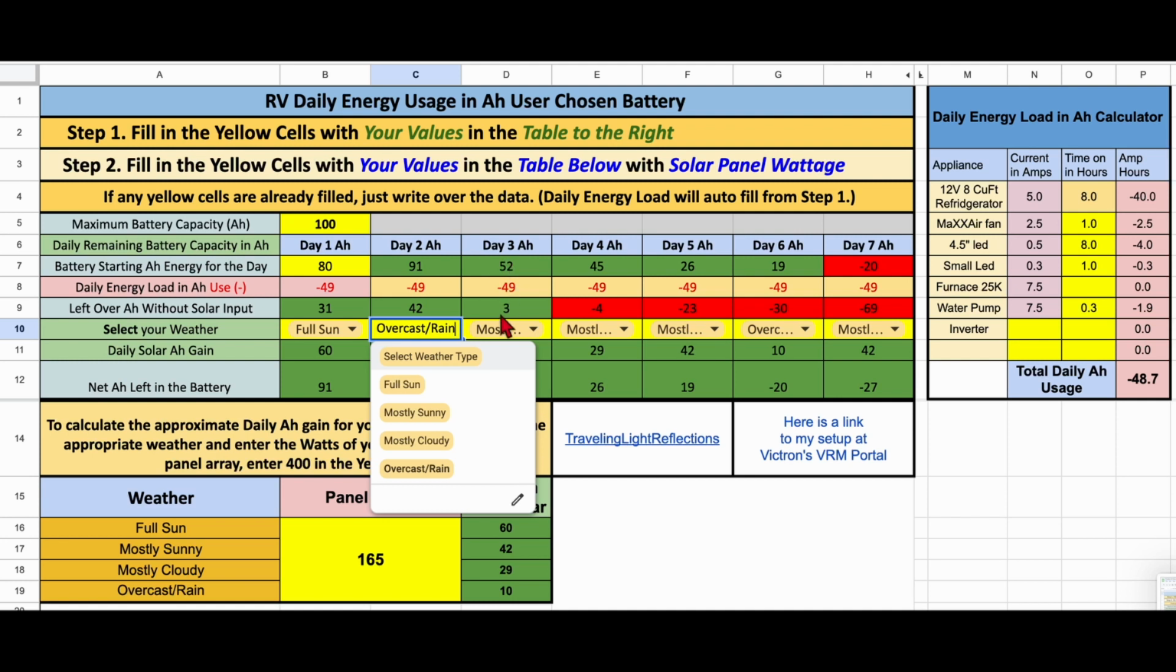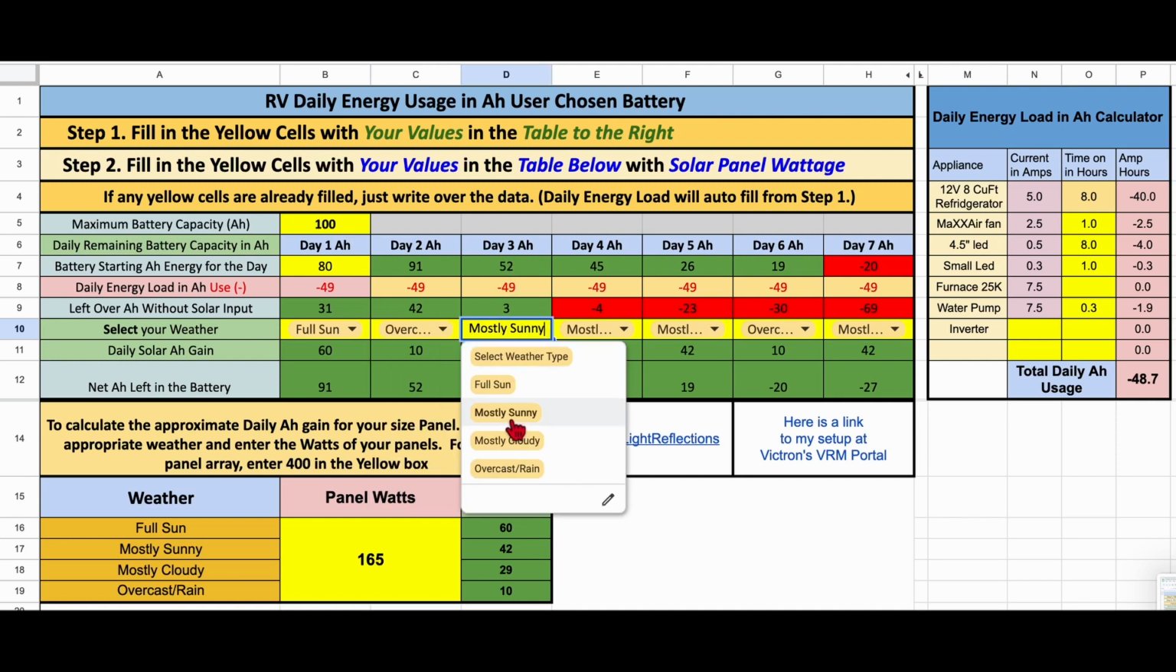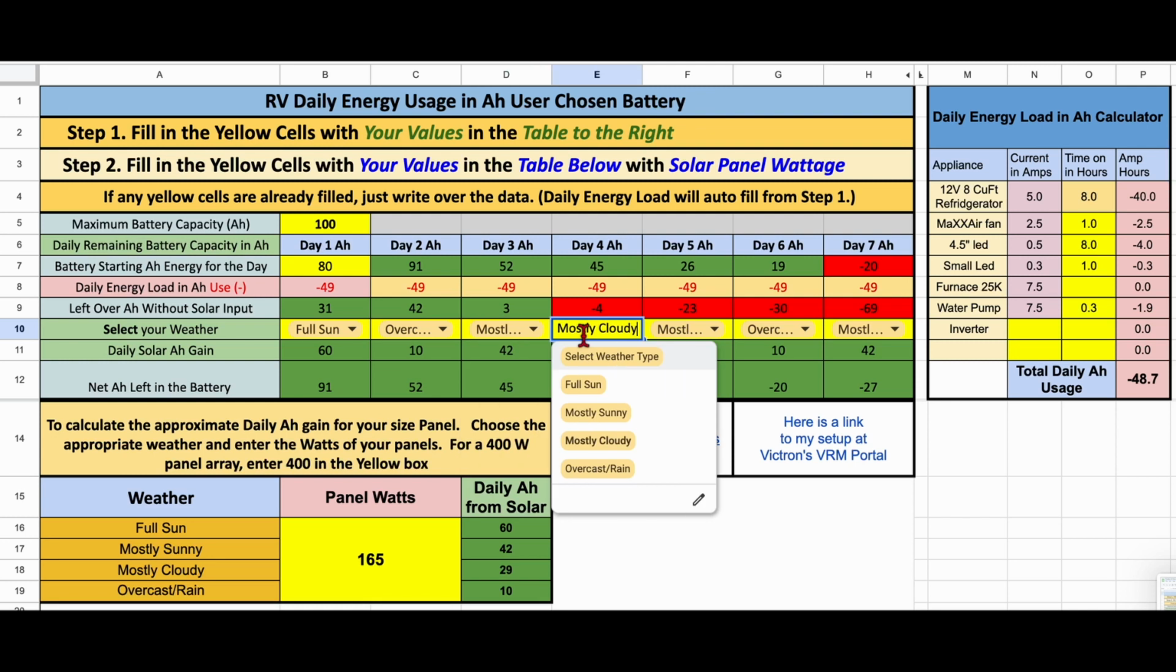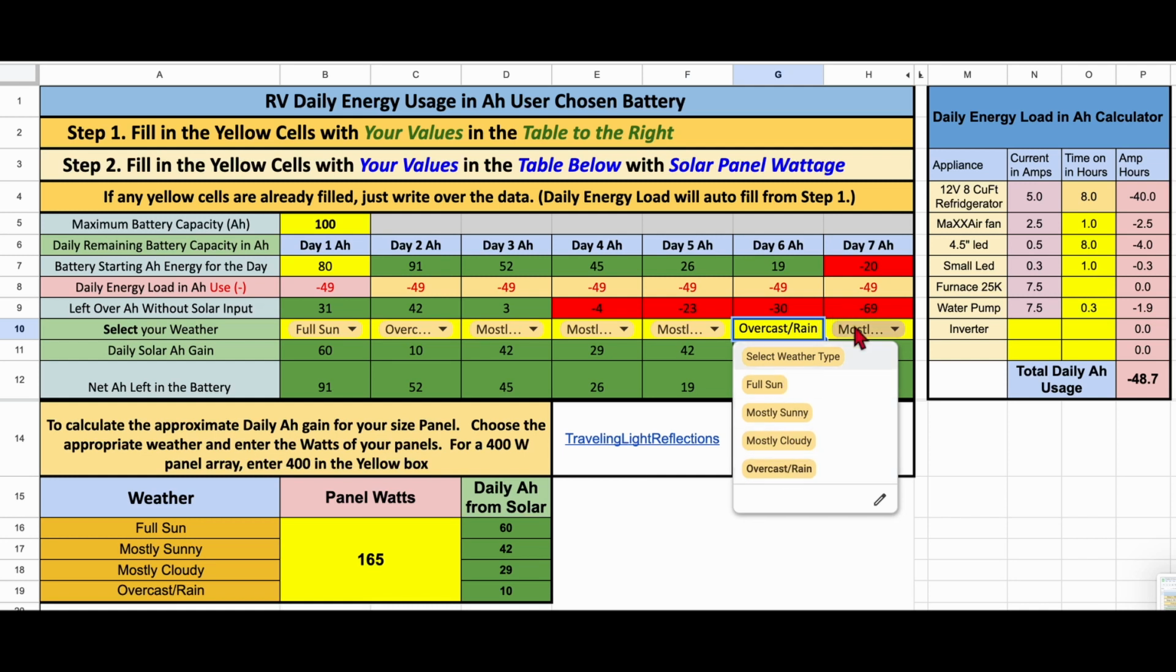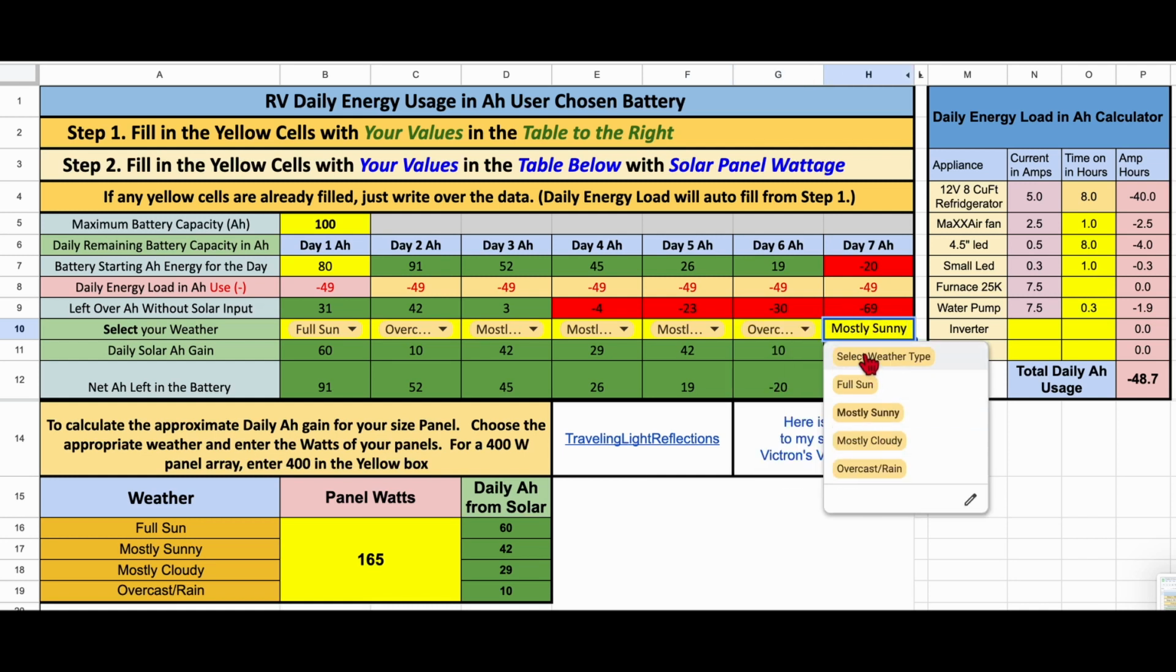Okay, but the next day was mostly sunny. The next day was mostly cloudy. The next day mostly sunny. Then I have an overcast, and then again mostly sunny. They would end up being able to make it up to day 6 before they ended up draining their battery. At this point, they're going to be hoping for some mostly sunny days.